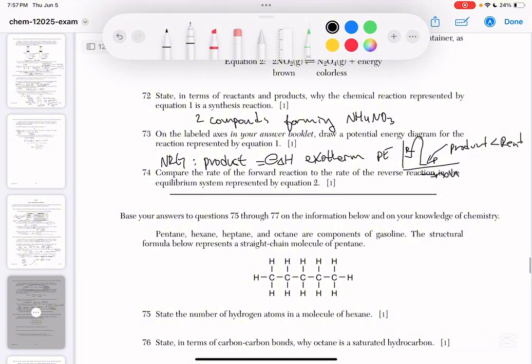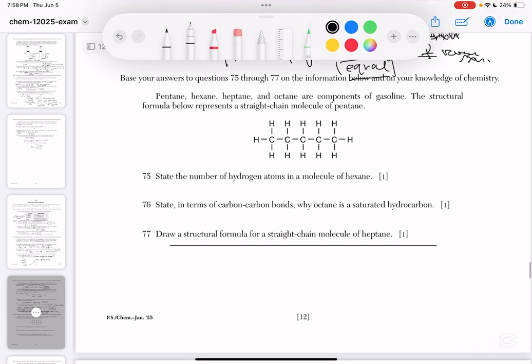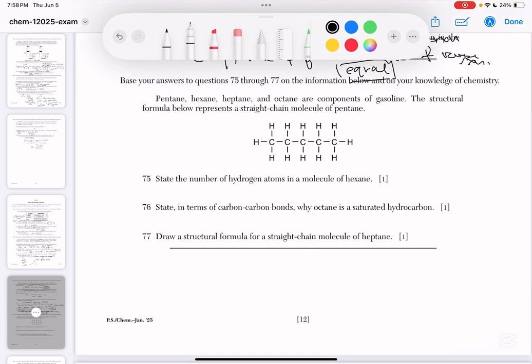And then in the equilibrium system, so at equilibrium, the rate of the forward reaction equals the rate of the reverse reaction. So you would just say equal or same, or I don't know how else you can say this.